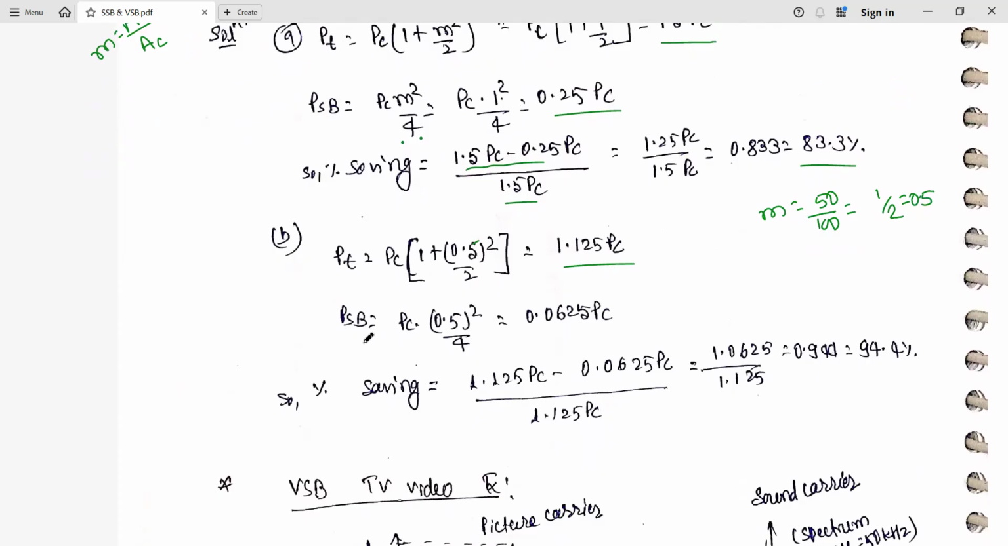Now again, the power in the sideband is Pc into m square by 4. So what is m here? 0.5. So we obtain 0.0625 Pc. Again, how much are we able to save? Transmitted power minus the power in the sideband, divided by the transmitted power. So it is 94.4 percent. This type of question is very important.